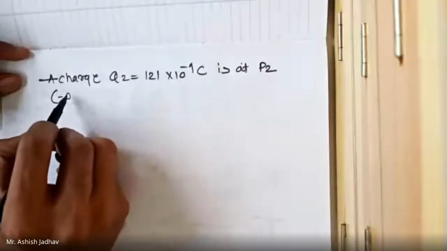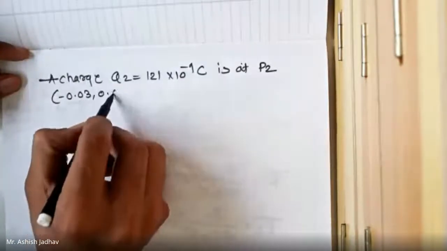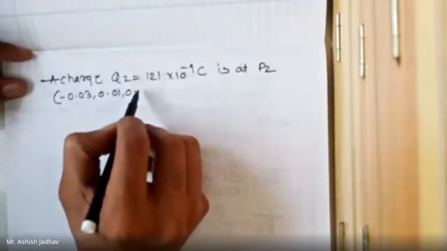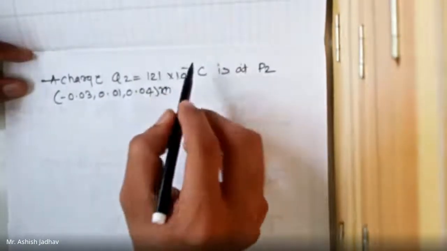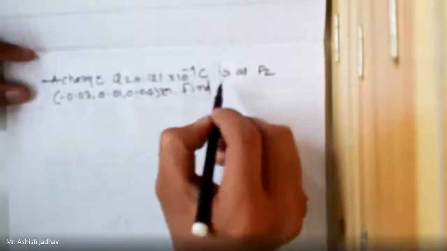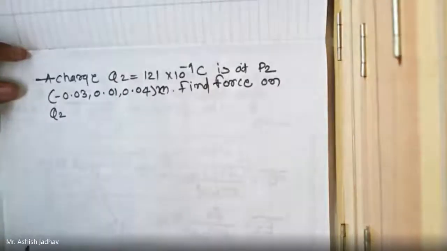minus 0.03, comma 0.01, comma 0.04 meter. Find force on Q2.